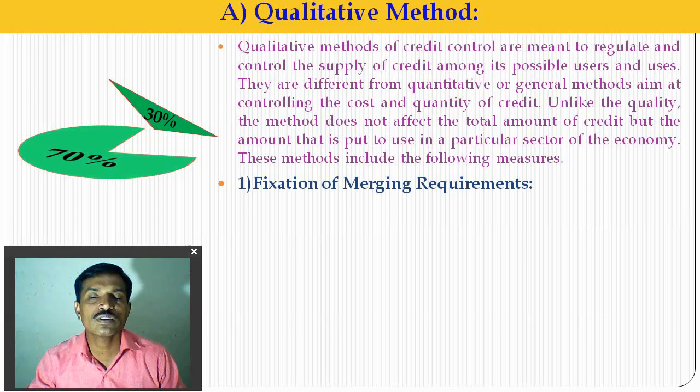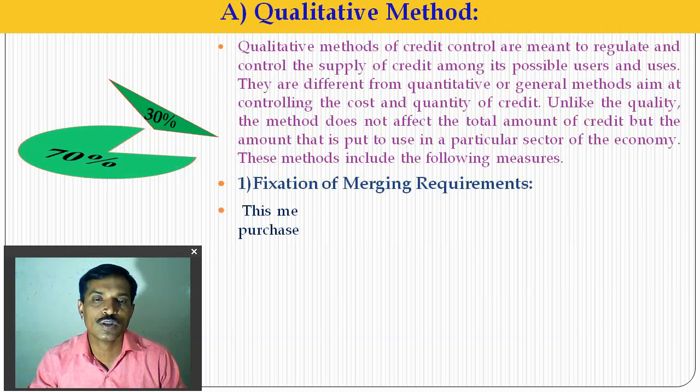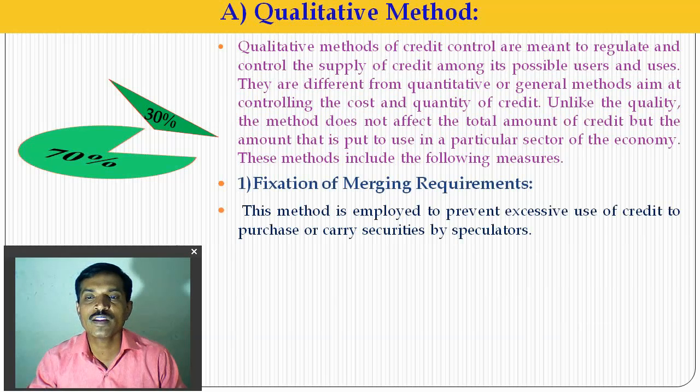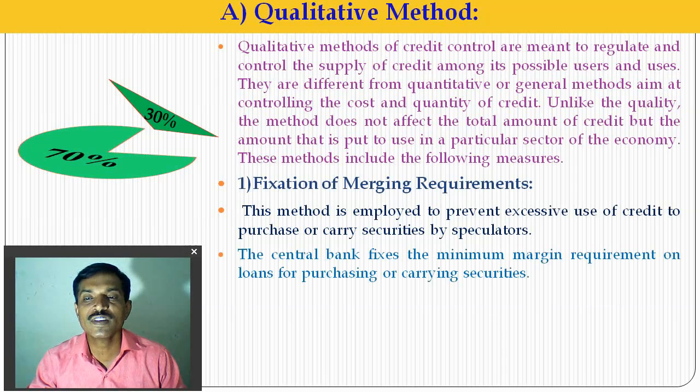So here is given direction to money supply. First is fixation of margin requirements. The gap between the mortgage value and the loan amount is called the margin. This method is employed to prevent excessive use of credit to purchase or carry securities by speculators. The central bank fixes the minimum margin requirement and loan for purchasing or carrying securities.